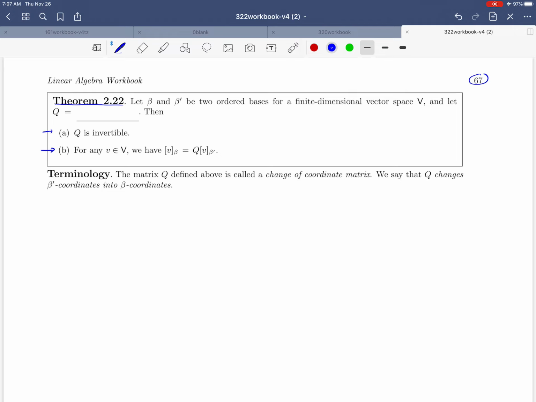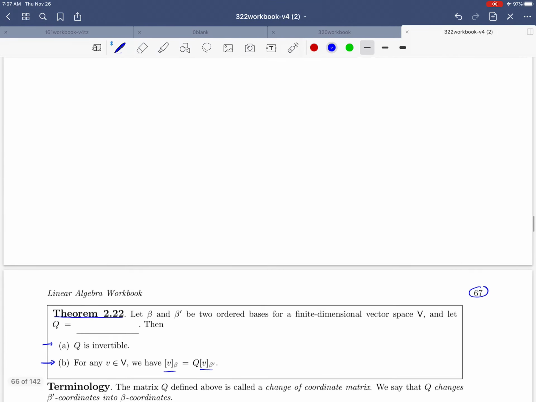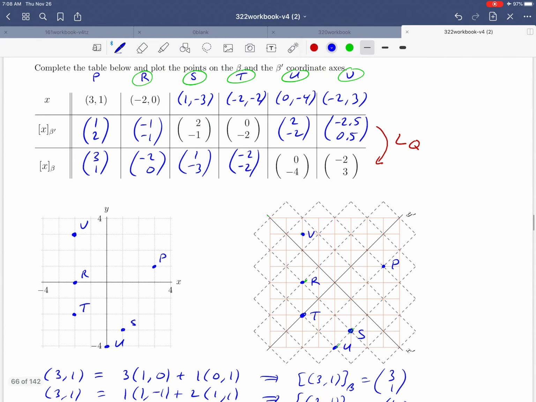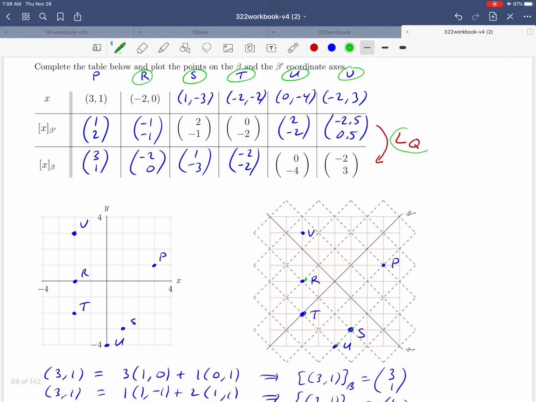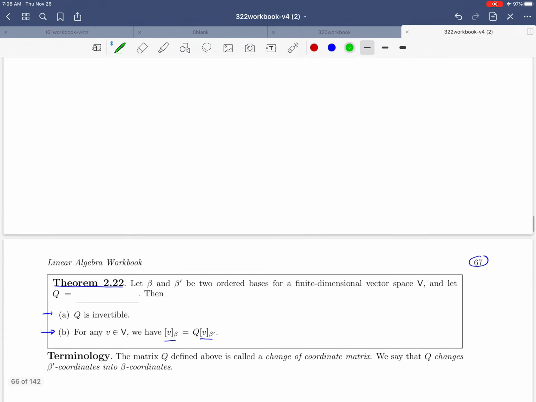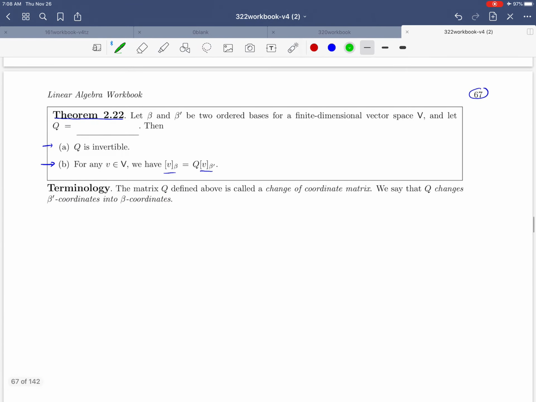So in other words, if we start with the coordinate vector relative to beta prime, we'd like to be able to multiply by Q and get back the coordinate vector relative to beta. If we scroll back to the previous example for just a minute, that's exactly what the matrix Q that we described there is doing. It's taking us from beta prime coordinates to beta coordinates. We're just trying to find an actual way of calculating that matrix. So how do we do that? How do we fill in the blank here?